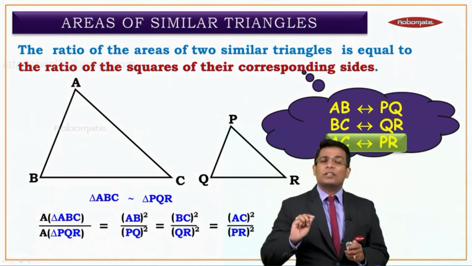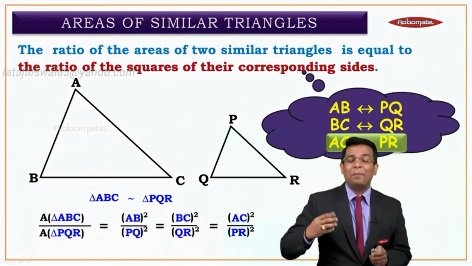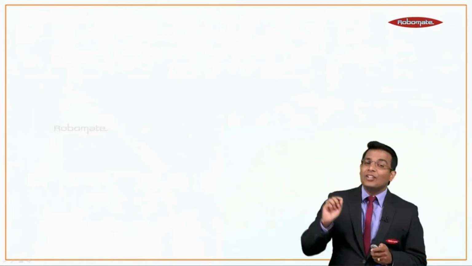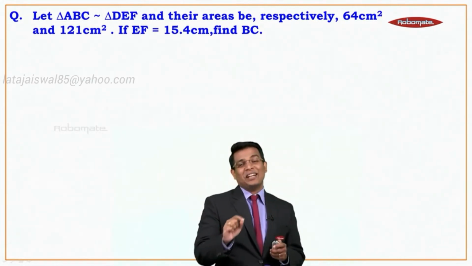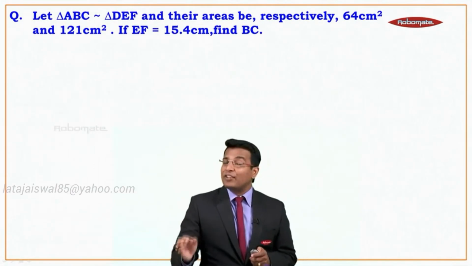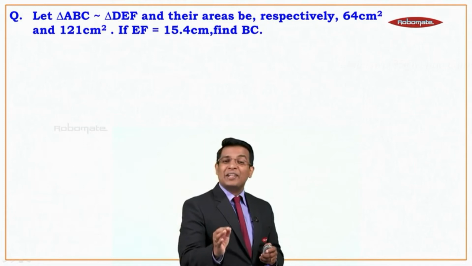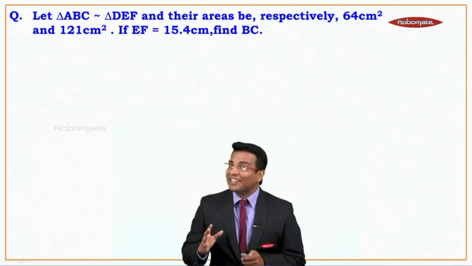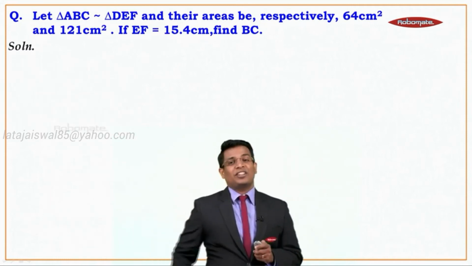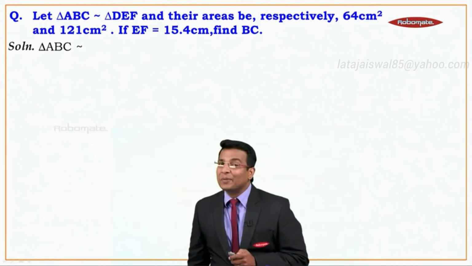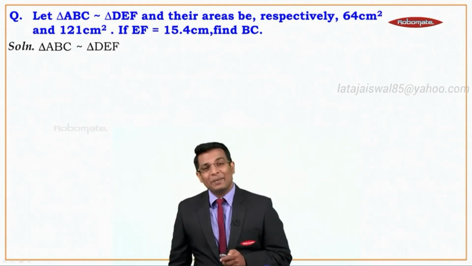So let's do a sum based on this for you to understand the application of this concept. Let's take up a sum. Here we have a sum where it says that triangle ABC is similar to triangle DEF and their areas are respectively 64 centimeter square and 121 centimeter square. If EF is equal to 15.4 centimeter, find the length of BC. That is what you're supposed to do. Let's understand how we are going to do that. Triangle ABC and triangle DEF are similar to each other, given to you. So we write that triangle ABC is similar to triangle DEF.